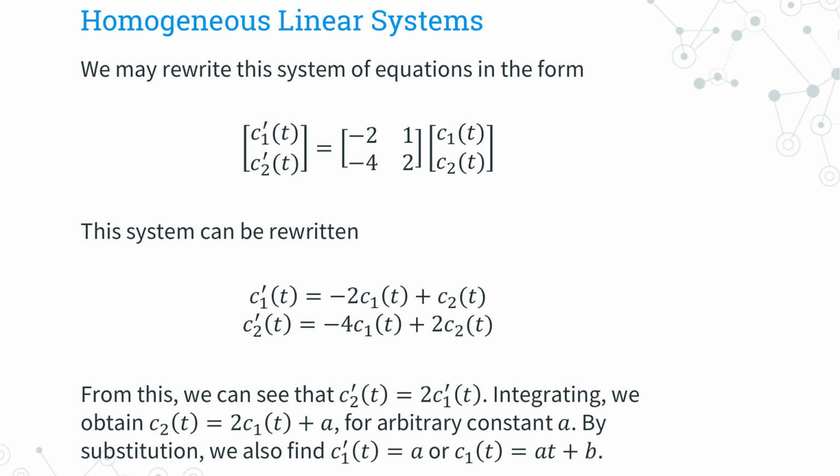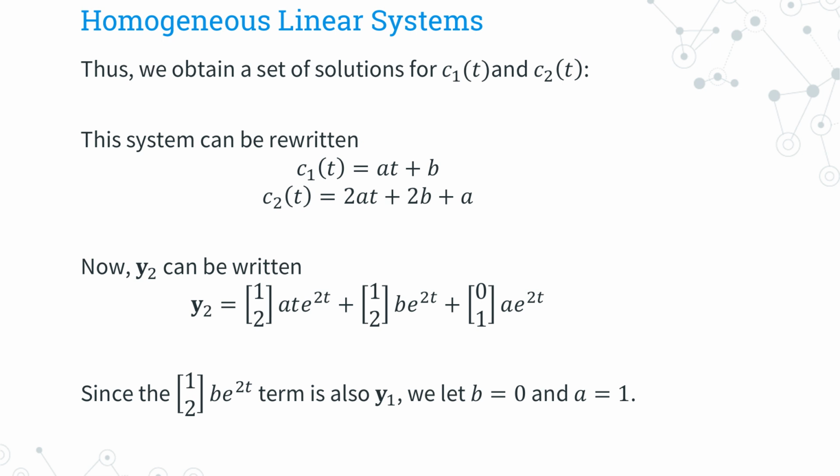From this, we can see that c2 prime of t is equal to 2 times c1 prime. So you take c1 prime and multiply the whole thing by 2, you're going to get this exact expression. By integrating, we can obtain that c2 of t is equal to 2 c1 of t plus some arbitrary constant a. By substitution, we can also find that c1 prime of t is a, or c1 of t then is at plus b. We can use this information to obtain a set of solutions for c1 of t and c2 of t.